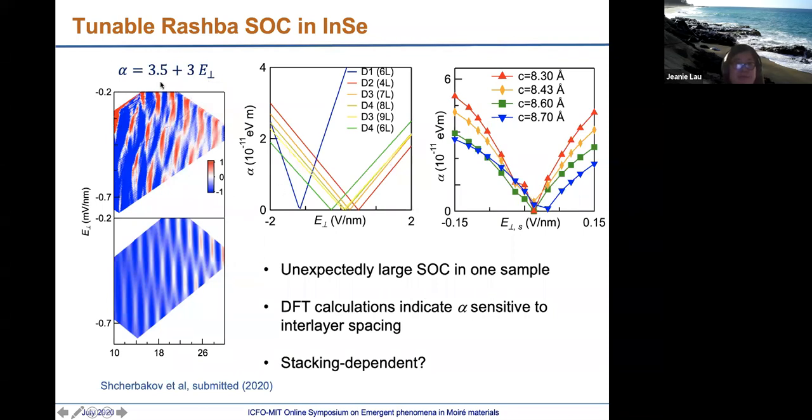We actually do not have a super good explanation for this. We think it could be stacking dependent. Another possibility, indicated by DFT calculations from my colleague Wolfgang Windl's group, is that alpha is very sensitive to interlayer spacing. As shown here, if we just change this interlayer spacing, in angstroms, by just a few percent, we can actually change the spin-orbit coupling by a factor of 2. So that's also maybe a mechanism for that. I think it's interesting that it can be changed over such a large range, and again, this is good news for designing gate-defined spin-orbitronic devices.